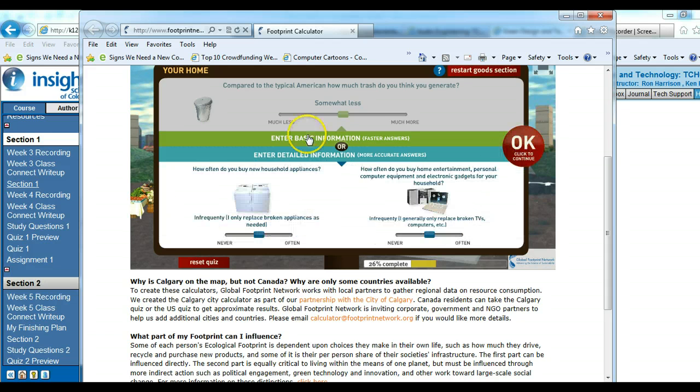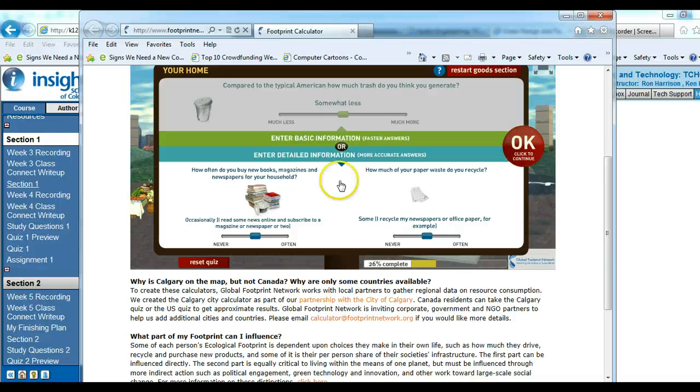purchase many things. How often do you buy new household appliances? And of course, you're going to probably put never for household appliances, but think about what your family does. How about if you buy home entertainment equipment? Well, I get new models, so mine goes up a little bit. I get new model computers, and some of you get new models and gadgets like phones and things, right? So you need to be honest about that.